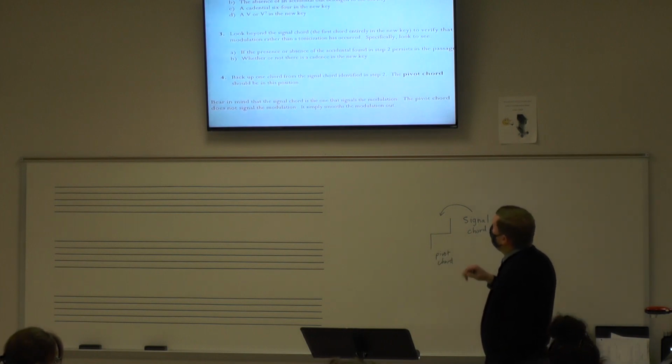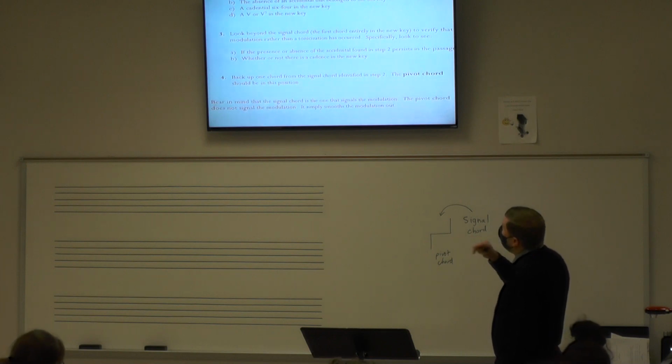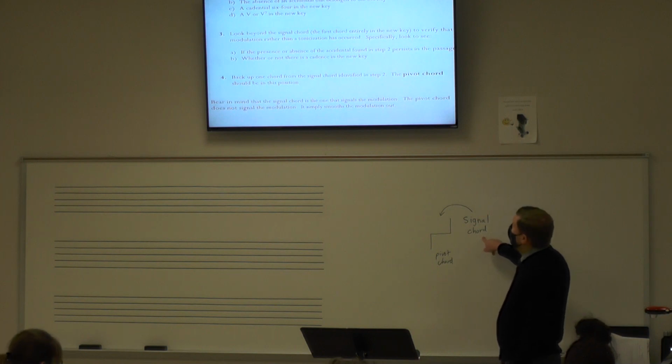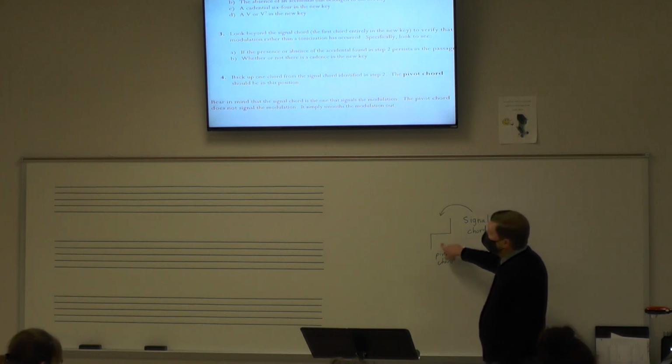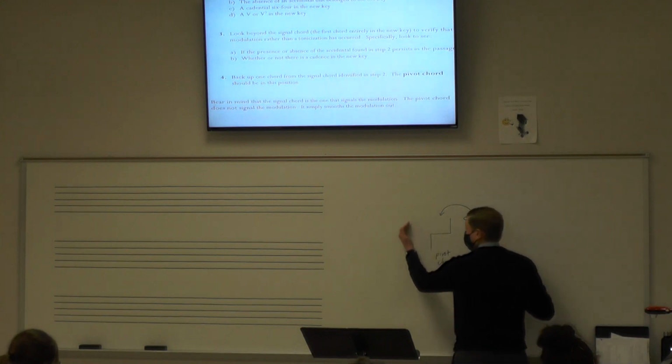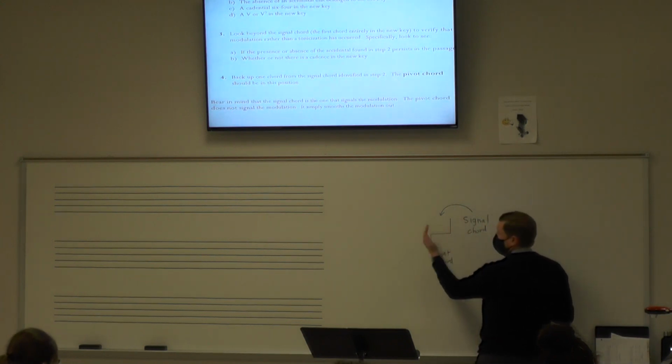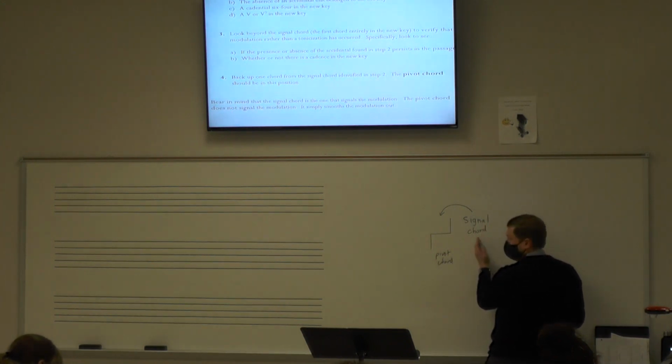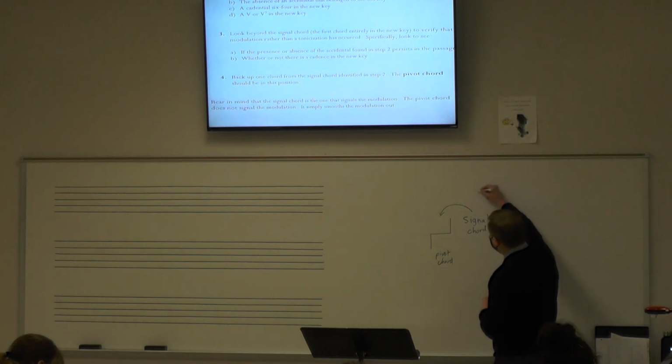And I like what it says here in number 4. Underneath step 4 it says, bear in mind that the signal chord is the one that signals the modulation. The pivot chord does not signal the modulation, it simply smooths the modulation out. It simply gets you to gradually transition from one key to the next. And then this chord, the signal chord, is the first chord entirely in the new key.